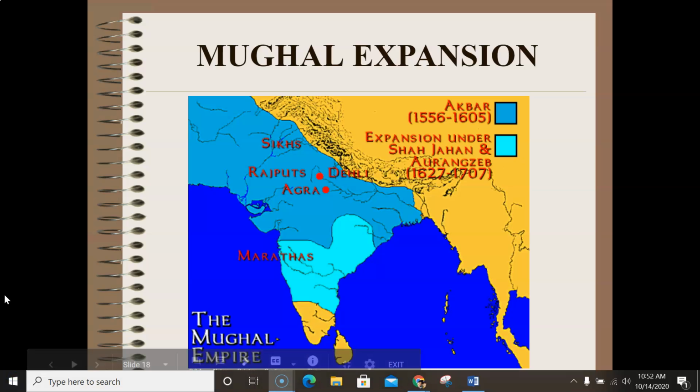All right, so what you're seeing on the screen right now is the Mughal expansion under Akbar, and then the subsequent rulers after him, Shah Jahan and Aurangzeb. So, like I said on the last slide, Akbar is going to expand the empire greatly, but it's not going to be at its greatest extent. That'll actually come under Aurangzeb.